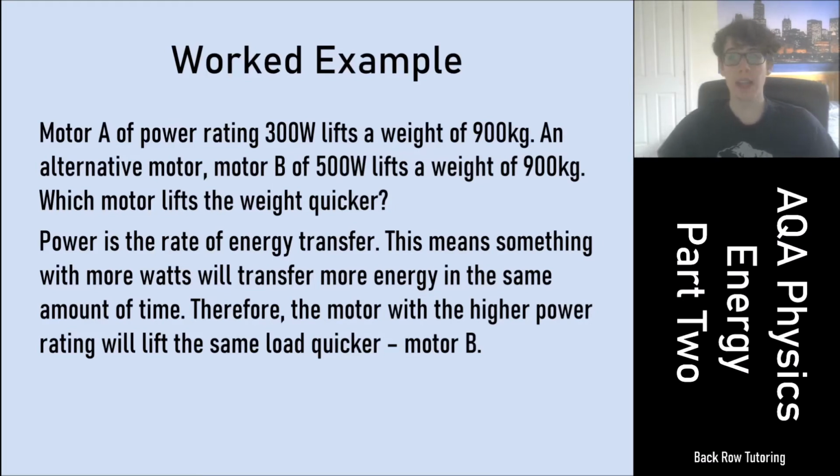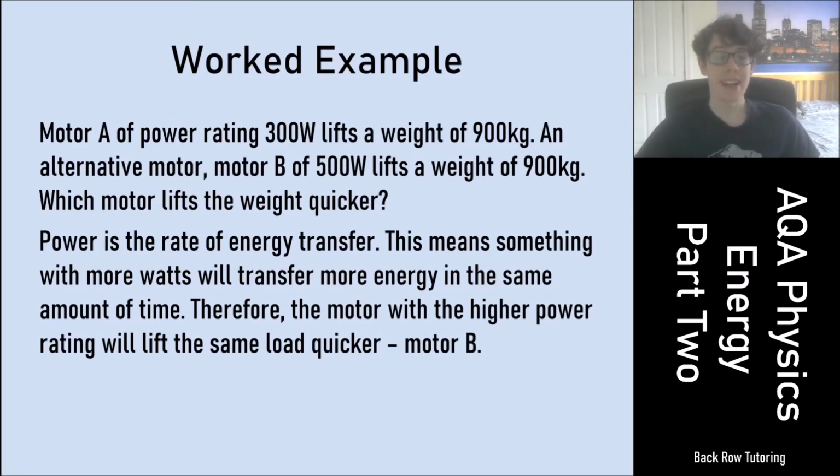Right, we're going to have a look at a worked example now. Motor A of power rating 300 watts lifts a weight of 900 kilograms. An alternative motor, motor B, of 500 watts lifts a weight of 900 kilograms, the same weight. Which motor lifts the weight quicker? Well, power is the rate of energy transfer. This means something with more watts or more power will transfer more energy in the same amount of time. Therefore, the motor with the higher power rating will lift the exact same load quicker, motor B.